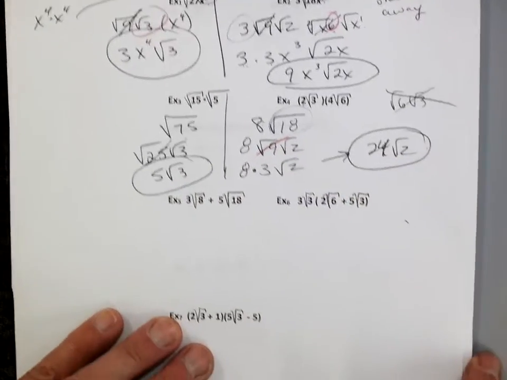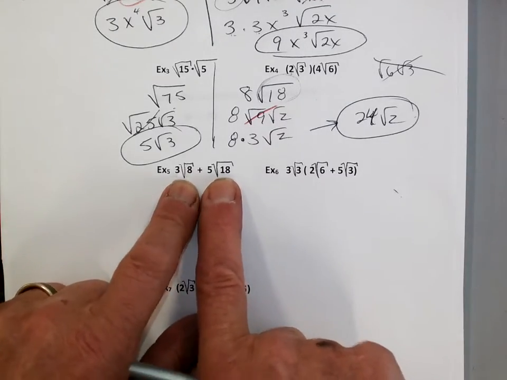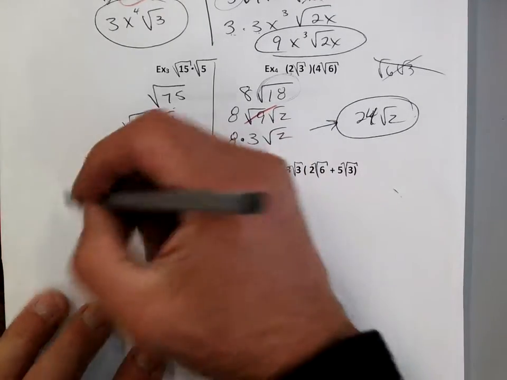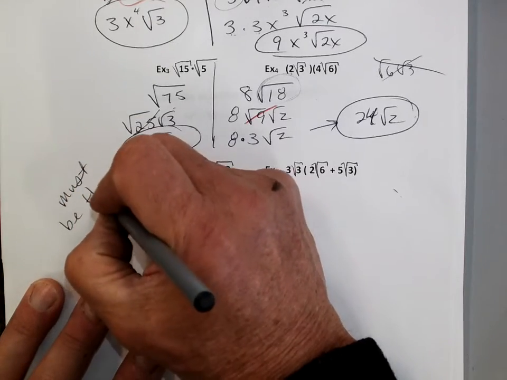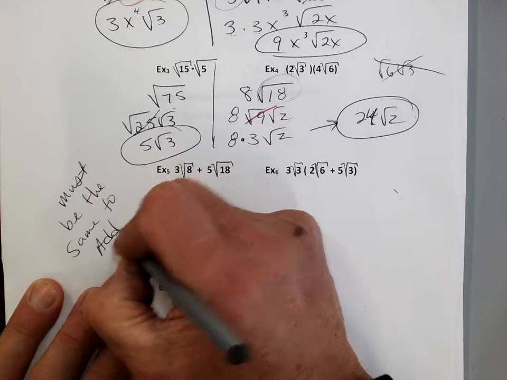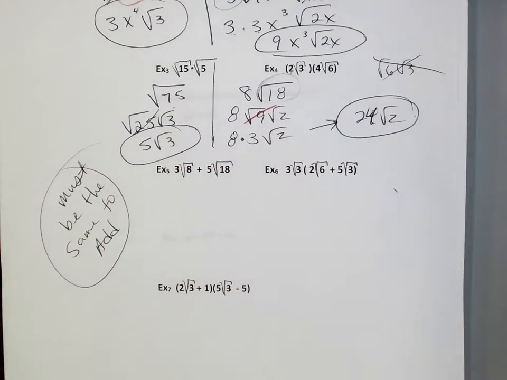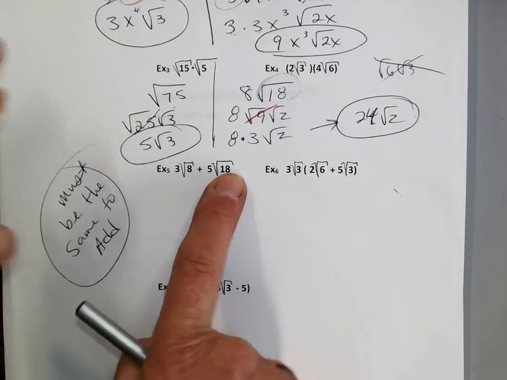Now, in example 5, we did this last year. You cannot add them unless they're the same. They're not the same. They must be the same to add or subtract, okay? Has to be, okay? And they're not. But if I reduce them, if I reduce the 8 and reduce the 18, maybe they'll become the same.